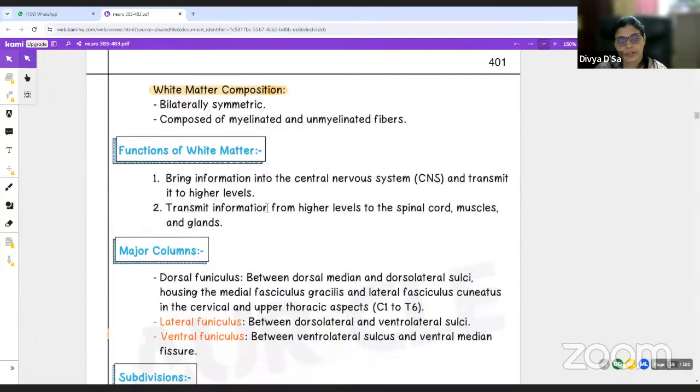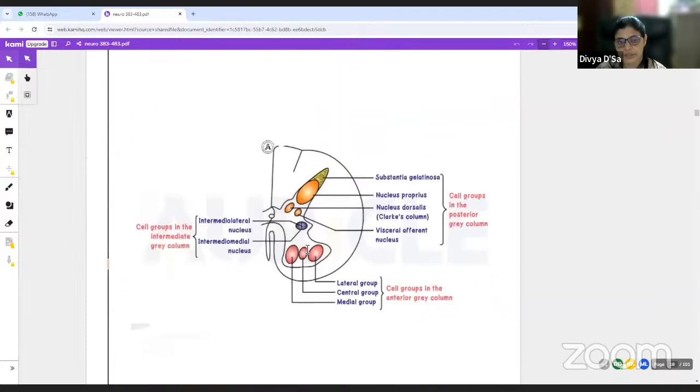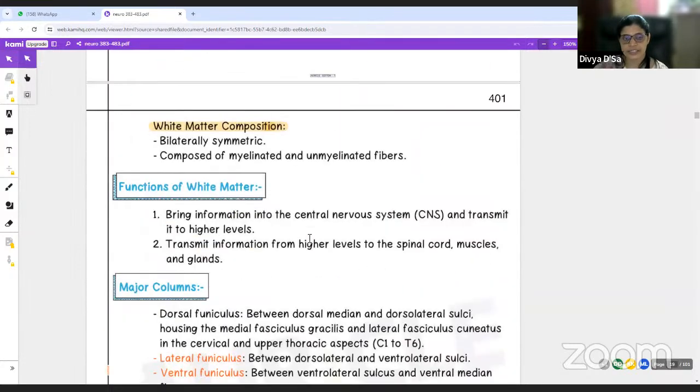Your white matter composition is bilaterally symmetrical here. Now after gray matter, we go to the white matter. White matter on the outside is bilaterally symmetrical and has both myelinated and unmyelinated nerve fibers. Its function is to bring information into the central nervous system and transmit it to the higher levels, and it transmits information from higher levels to the spinal cord, muscles, and glands.